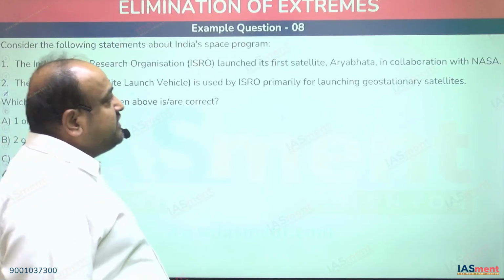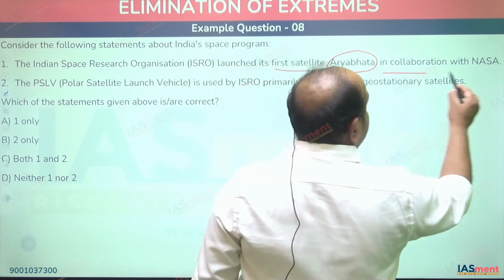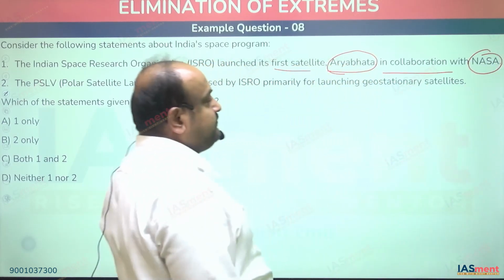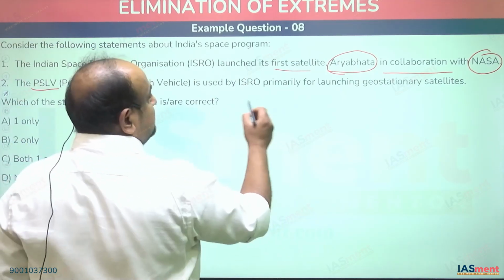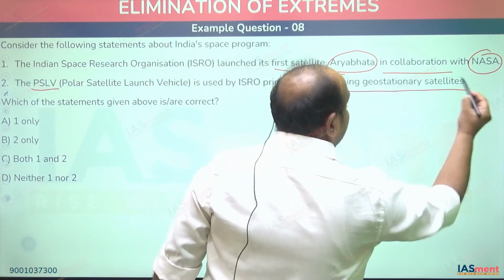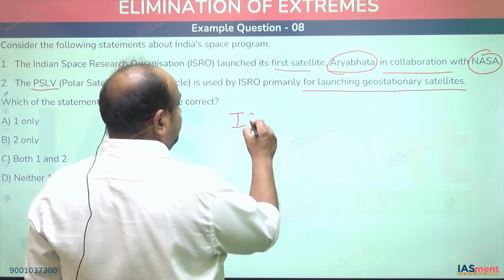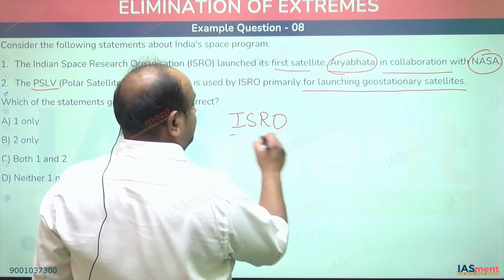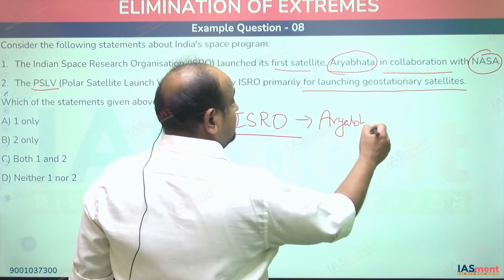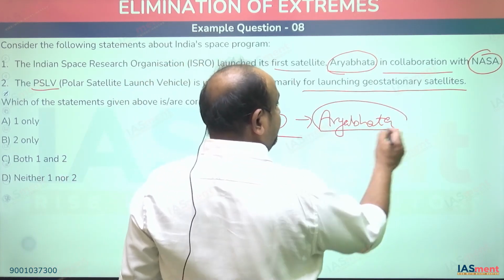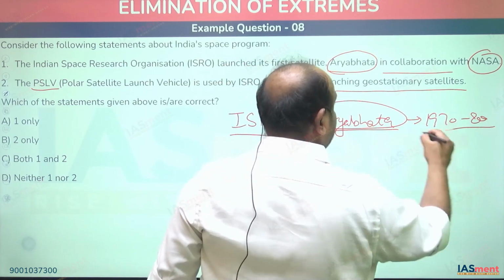ISRO launched its first satellite, Aryabhata, in collaboration with NASA. PSLV is used for launching geostationary satellites. First is, ISRO launched its Aryabhata satellite somewhere around the 1970s, 80s.